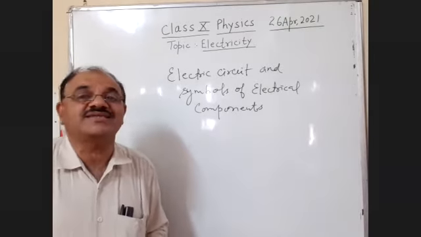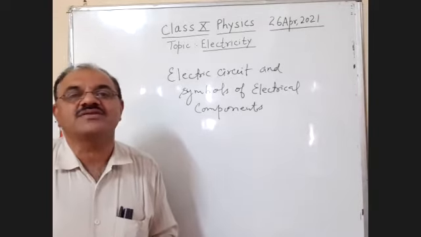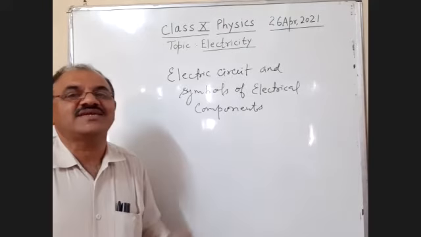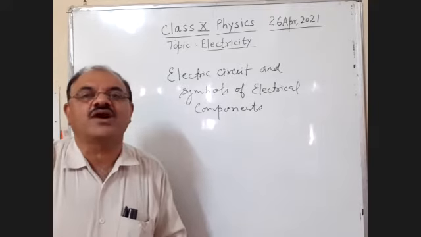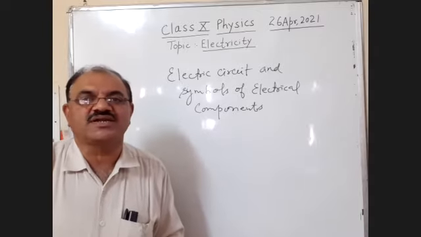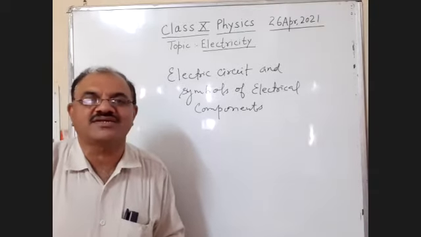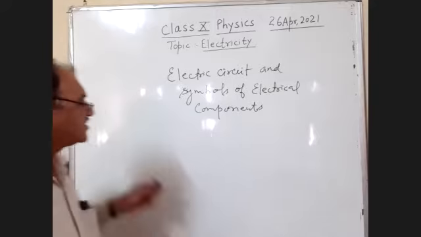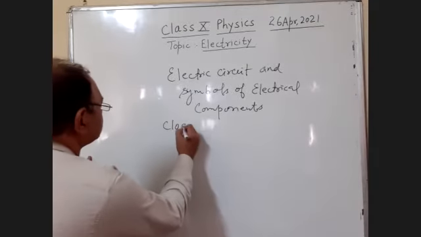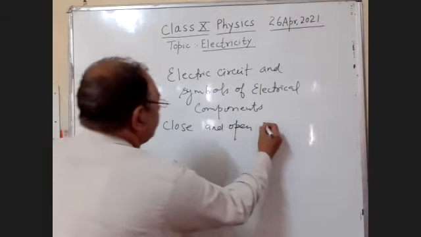Now students, an electrical circuit is a closed path through which the electricity can flow. It's a closed path which allows the electric current to pass through. That's called the closed circuit. An open circuit is that circuit which does not allow the electric current to pass through. So we have discussed closed circuit and open circuit.